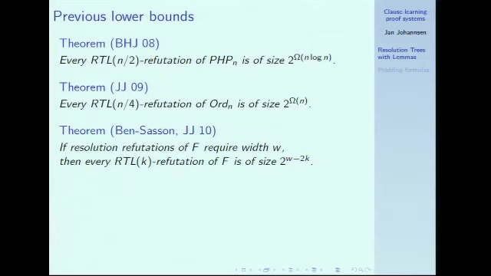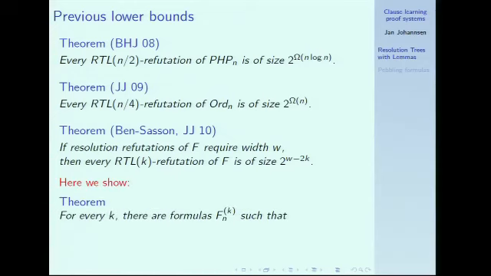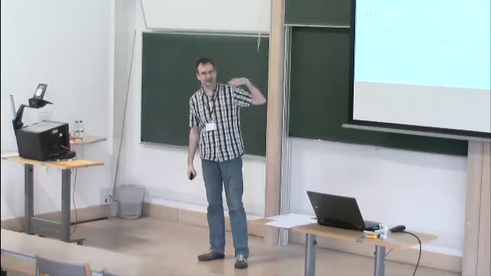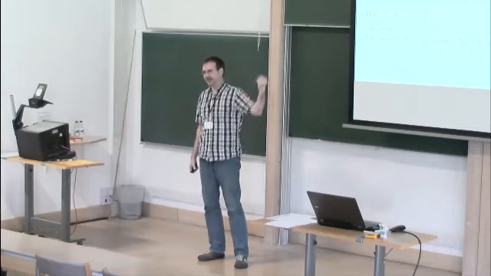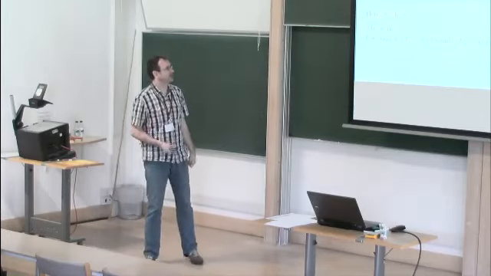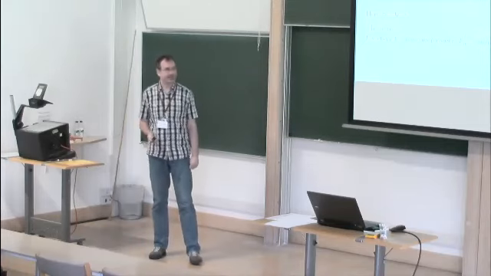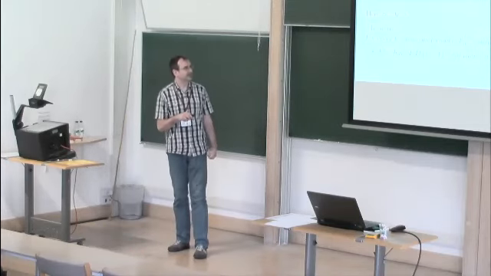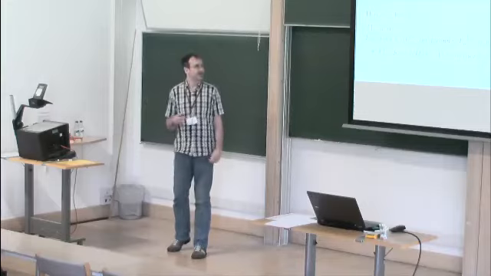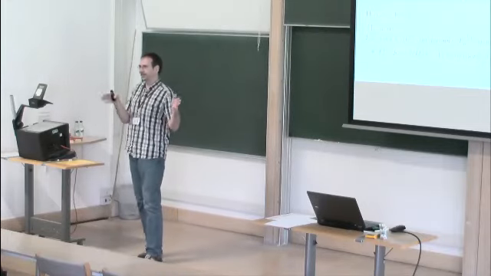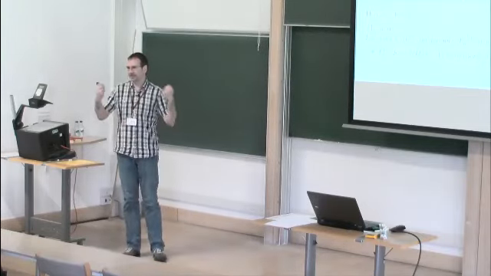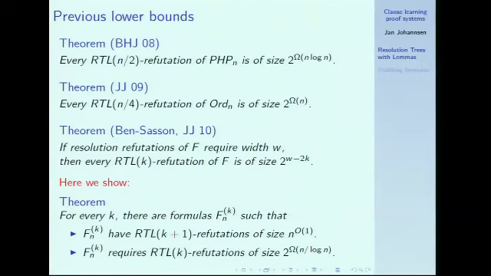So this is what was known so far, and here comes the new result. What I'm going to do now is separate the levels. I'm showing an exponential gap between RTL-k and RTL-(k+1). So that means for every k, there is a family of formulas F_n^k such that the formulas F_n^k have RTL-(k+1) refutations of polynomial size. So when you have lemmas of width k+1, then you can prove them efficiently, whereas if you have only lemmas of width k, then you require exponential size to refute these formulas.